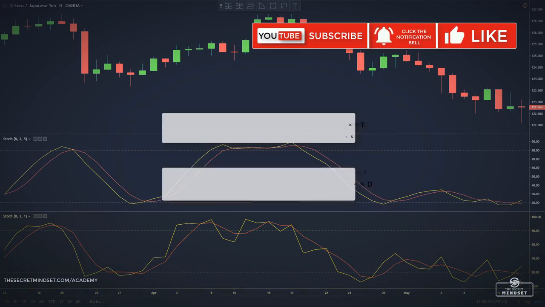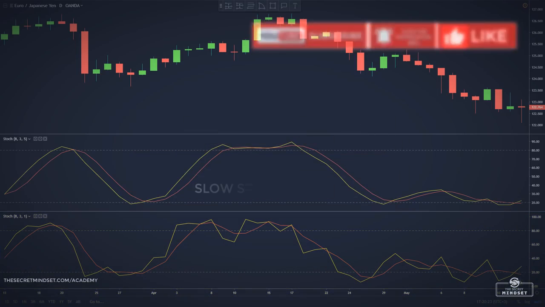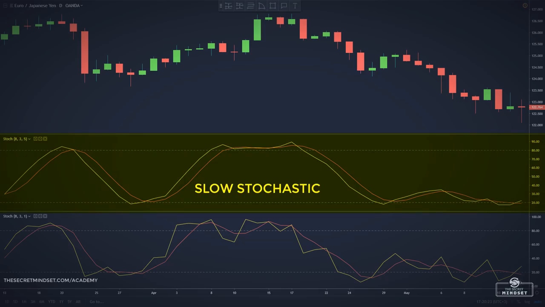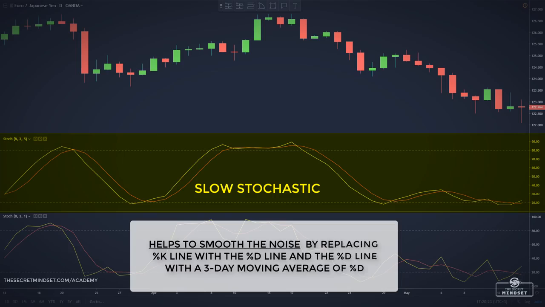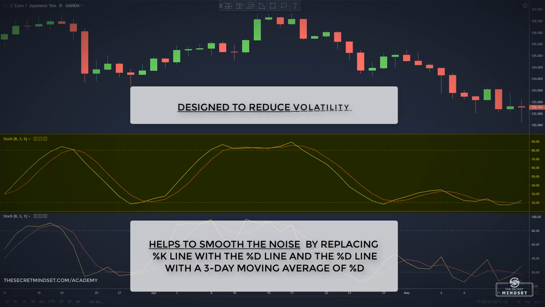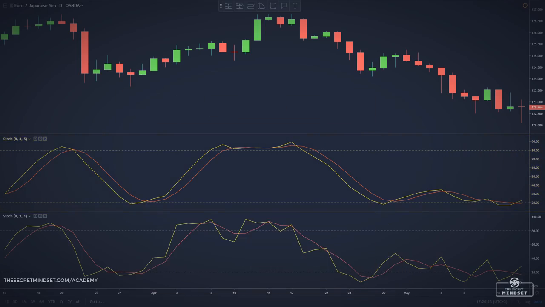In order to manage the signal in a more efficient way, the slow stochastic oscillator was developed. The slow stochastic oscillator helps to smooth the noise and replaces the %K with the %D line and replaces the %D line with a 3-day moving average of the %D. The slow stochastic oscillator was basically designed to reduce volatility, but in a strong trending market it suffers from the same problem as the fast one. It offers many false signals.